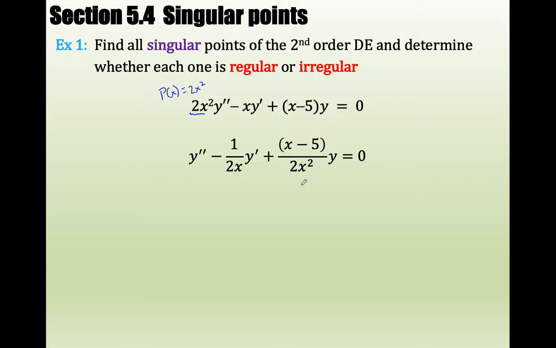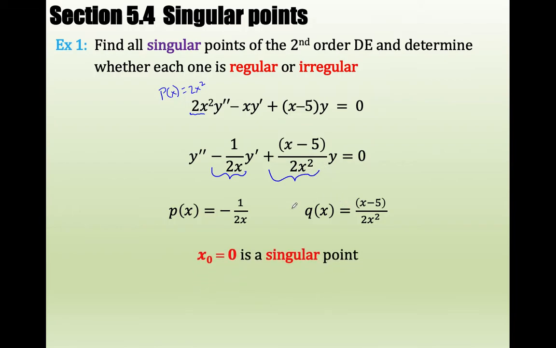Right, so I kind of did the simplification and the dividing through in the same step. So I said little p was in front of y prime, and little q is in front of y. And I can conclude that x sub 0 is a singular point.